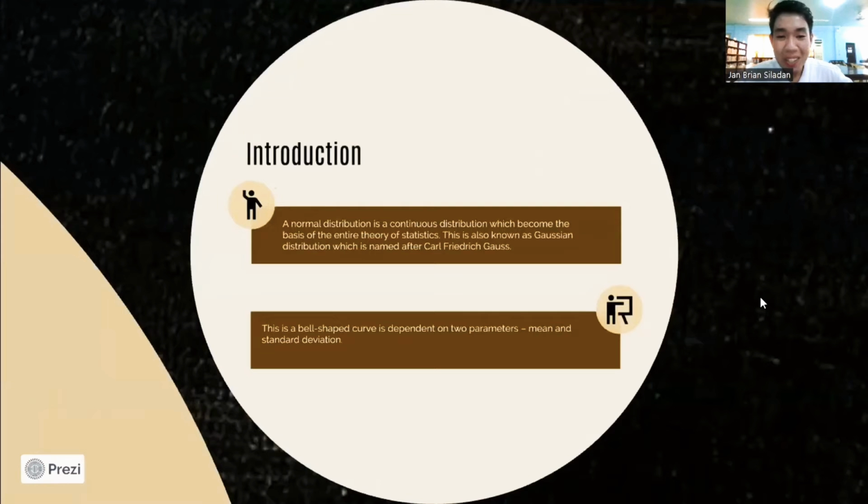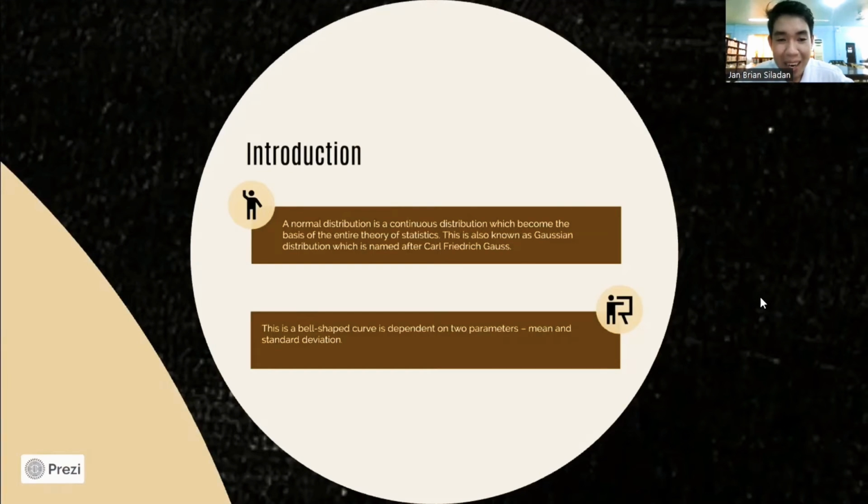Introduction. A normal distribution is a continuous distribution which became the basis of the entire theory of statistics. This is also known as the Gaussian distribution, which is named after Carl Friedrich Gauss. This is a bell-shaped curve. It's dependent on two parameters, the mean and the standard deviation.